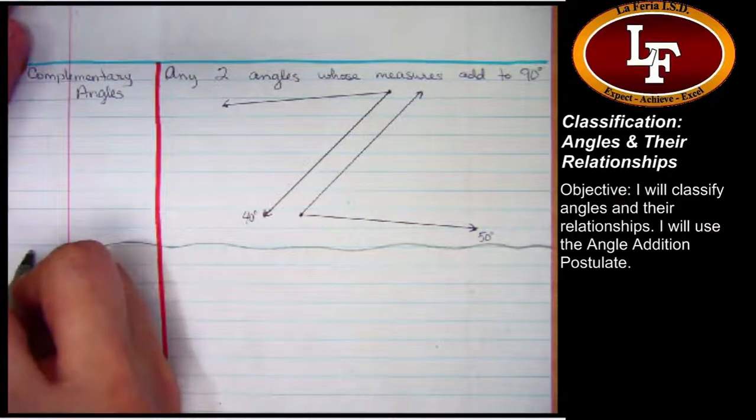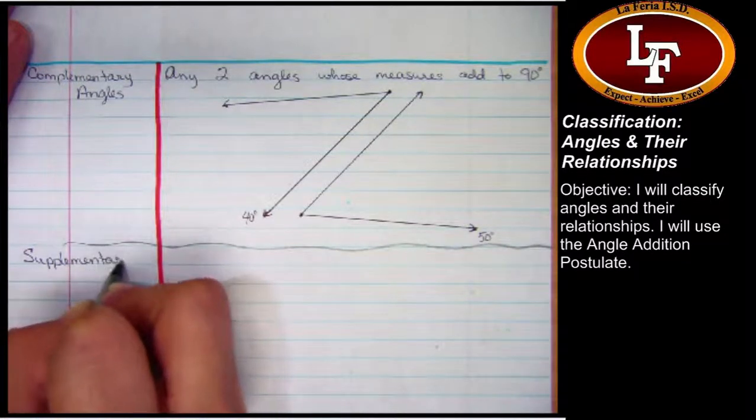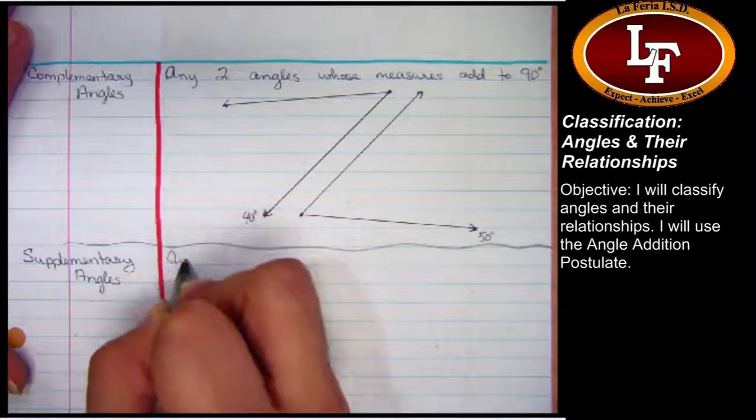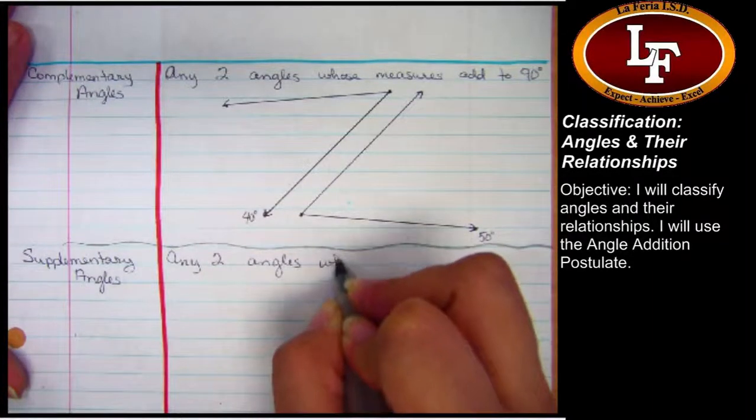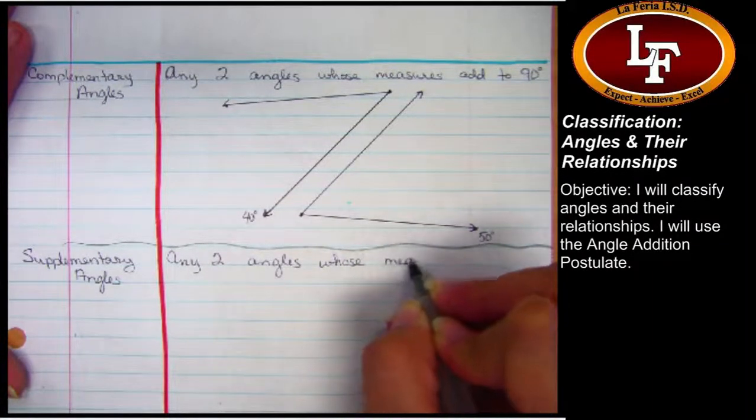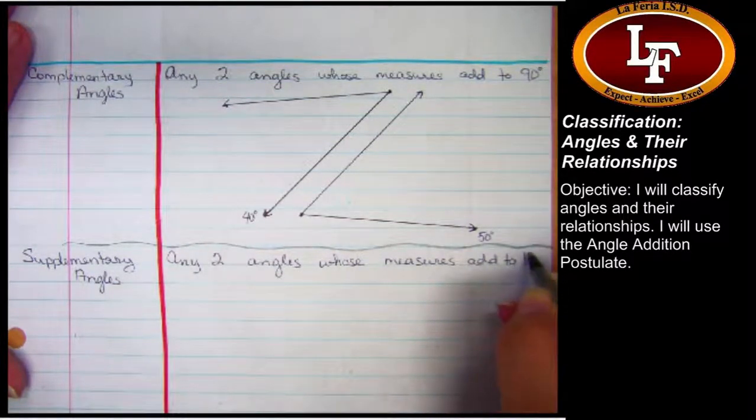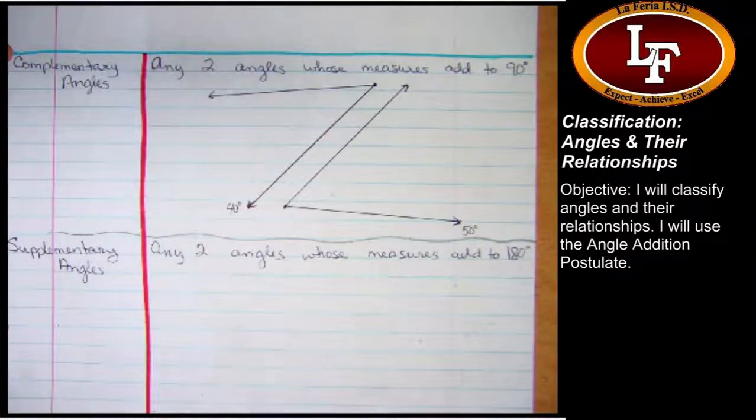Last one, in 3 minutes or less. Supplementary angles. The definition looks exactly the same. Any two angles whose measures add to 180. So the only difference between these two relationships is what they add up to. Complementary adds to 90, supplementary adds to 180. And the trick is exactly the same.